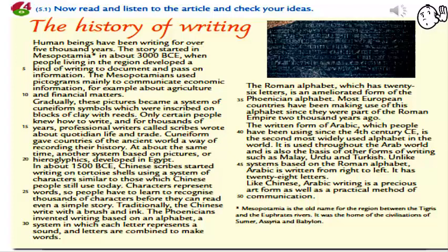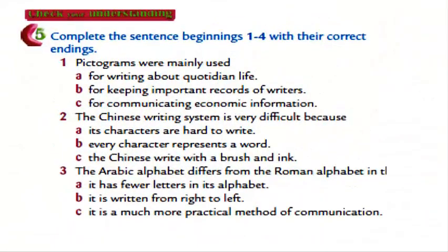Have you got the meaning and the idea of the text? Okay, let's answer the questions. Question number 5. Complete the sentence beginnings from 1 to 4 with their correct endings. 1. Pictograms were mainly used for writing about quotidian life, for keeping important records of writers, for communicating economic information. 2. The Chinese writing system is very difficult because its characters are hard to write.